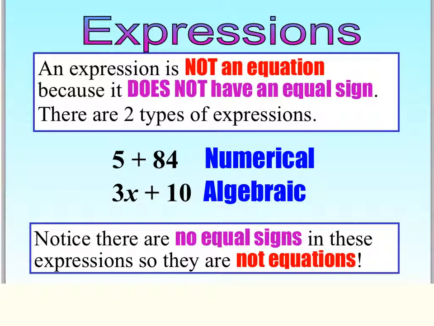You have two types of expressions, so you want to write these down. You have a numeric expression. See, it has 5 plus 84, that's numeric. There's no variables in the expression. And then you have an algebraic expression. Remember that expressions do not have equal signs. They are not equations. Okay? Next.